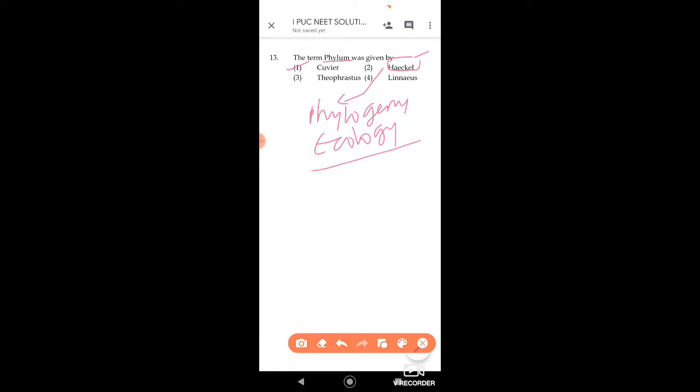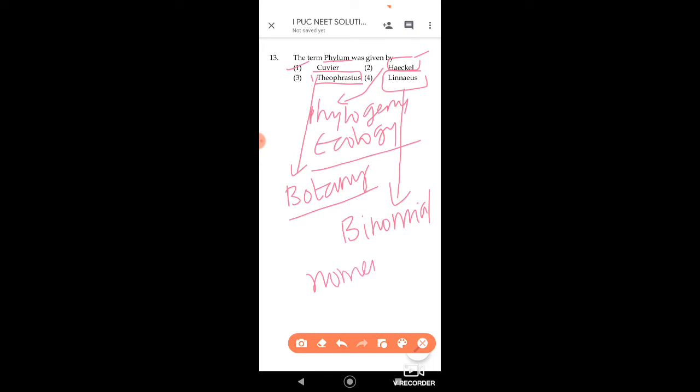Next we have Theophrastus. Theophrastus is regarded as the father of botany. His contributions are very noteworthy in botany, and for all of them he is regarded as the father of botany. Next, Linnaeus, we all know, framed rules and regulations for naming the organisms. We call that binomial nomenclature. So his contribution is binomial nomenclature. I am talking about the major ones. Anyway, the term phylum was given by Cuvier. Please go for option 1.